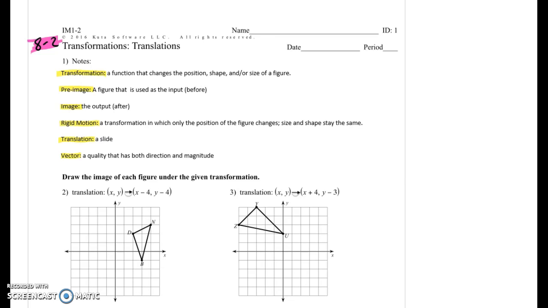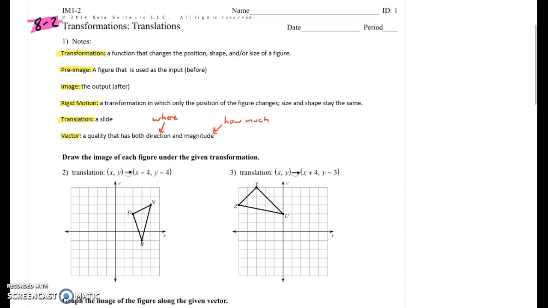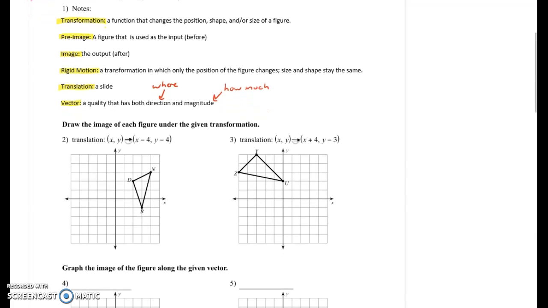Now, a vector. It says a vector has both a direction, so it tells me where to go, and a magnitude, which tells me how much to move. So it's where and how much. So for numbers 1 and 2, it states, draw the image of each figure under the given transformation. So remember, the image means the after.